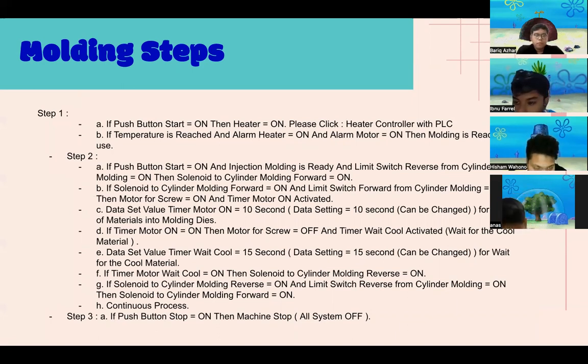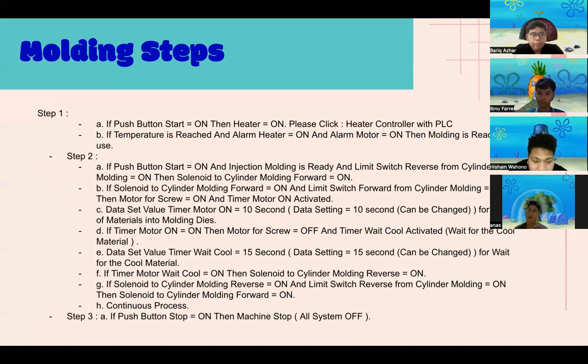So after the preparation process, it will go to step two. If the push button start is on, then the injection molding will be ready, and the limit switch reverse from cylinder molding will be on. Then the solenoid to cylinder molding forward will be on. Next, if the solenoid to cylinder molding forward is on and the limit switch forward from cylinder molding is on, then motor for screw is on and the timer motor on is activated.